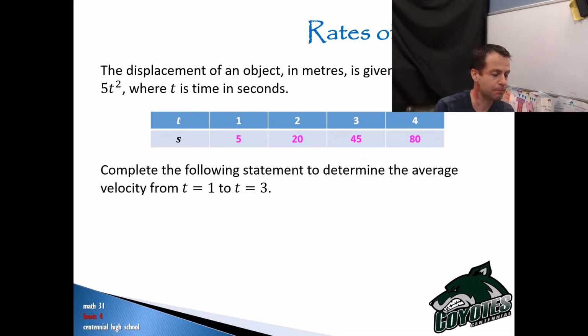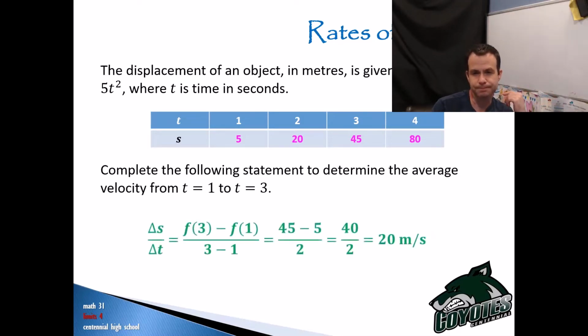Pause me. Welcome back. So you're looking at, if I'm going from 1 to 3, my time value is 2, and my y value change would be 40. So I end up with 40 over 2, which is 20 meters per second. Okay.